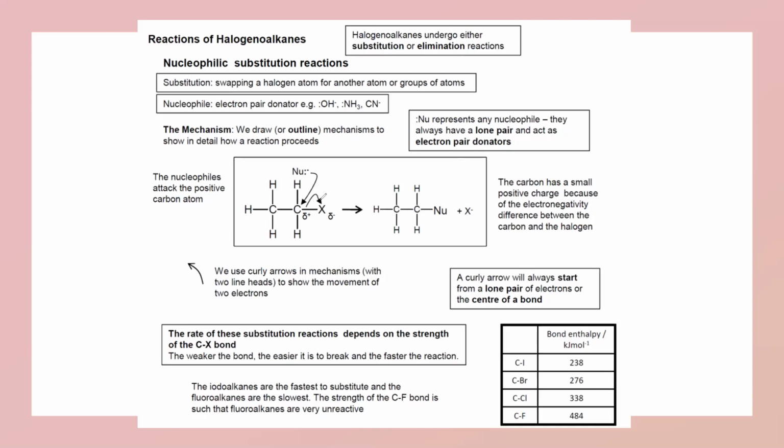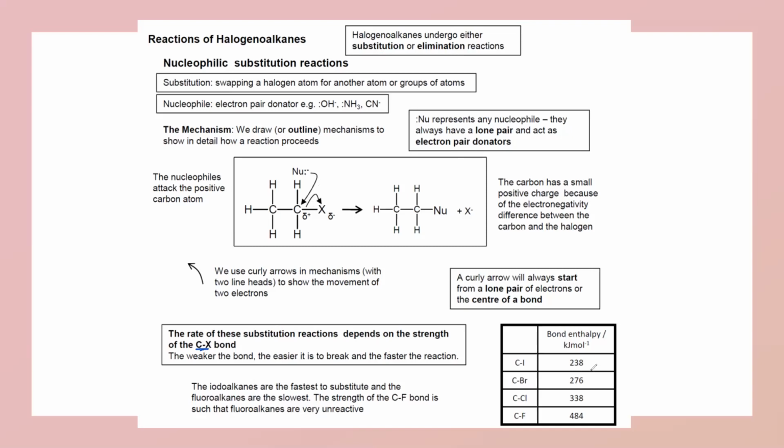So the halogen alkane will break the bond. The halogen will break the bond with carbon. So bond breaking and bond forming will take place at the same time. And the rate at which these substitution reactions occur depends on the strength of the bond. The weaker the bond, the easier to break and the faster the reaction.